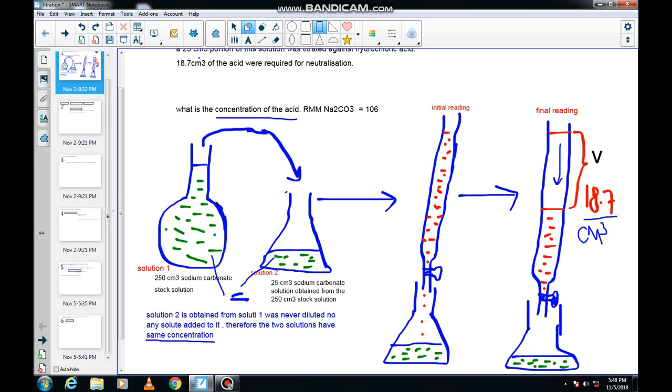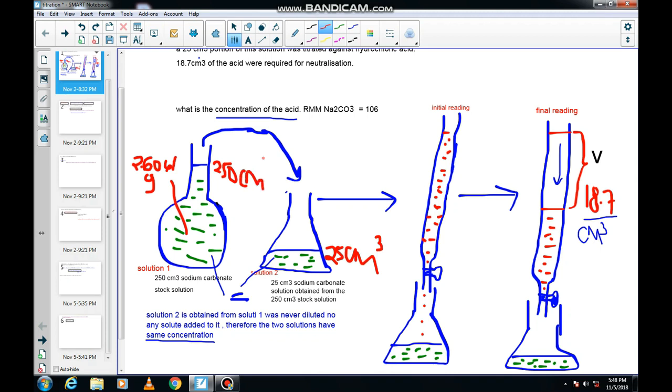This is the 250 cubic centimeters of solution that was prepared by dissolving 2.6061 grams of sodium carbonate. These are grams of sodium carbonate in this solution. Then the volume was made to 250 cubic centimeters. Then we are told that 25 cubic centimeters was transferred into a conical flask, and from there the solution was titrated using hydrochloric acid.